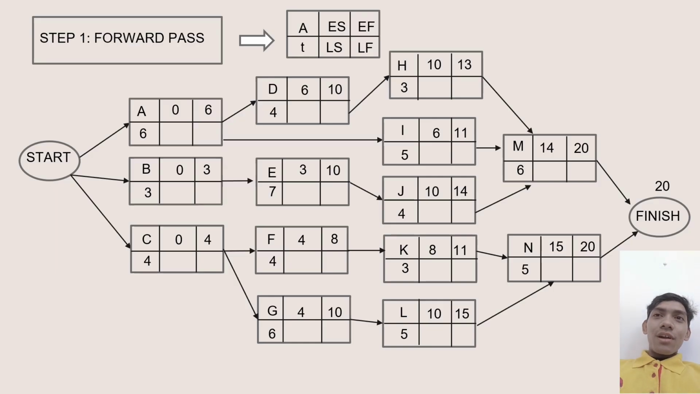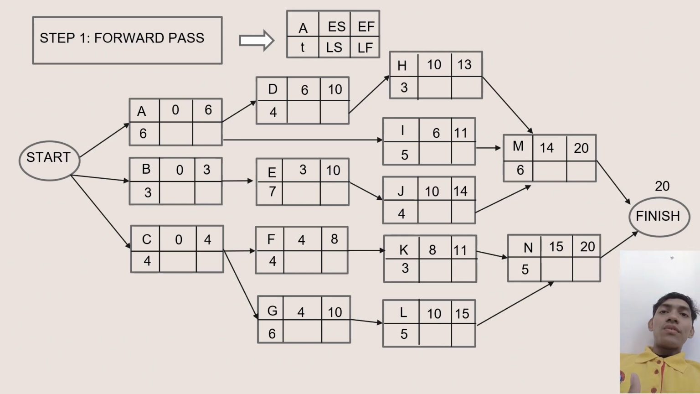Let's move to step 1, which is the forward pass. So let's look at all of the letters and numbers. For letter A, it is 6, and before 6 is 0, so 0 plus 6 is 6. Then move forward to D, 6 plus 4 is 10, and H is 10 plus 3 is 13. But we cannot move to M because there are two more paths that will join M. So let's move to the next one. For A, 0 plus 6 is 6, and move to I, 6 plus 5 is 11.